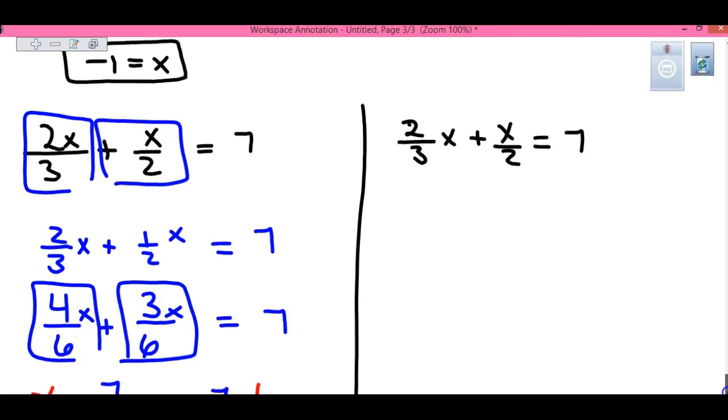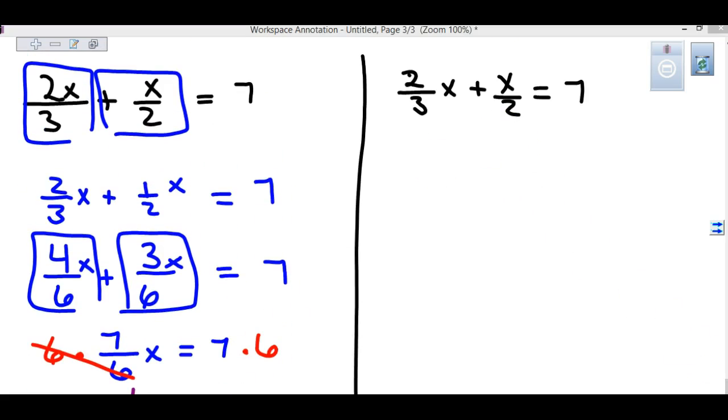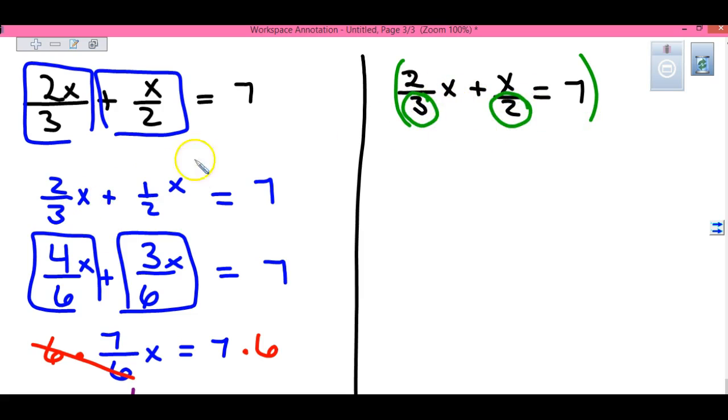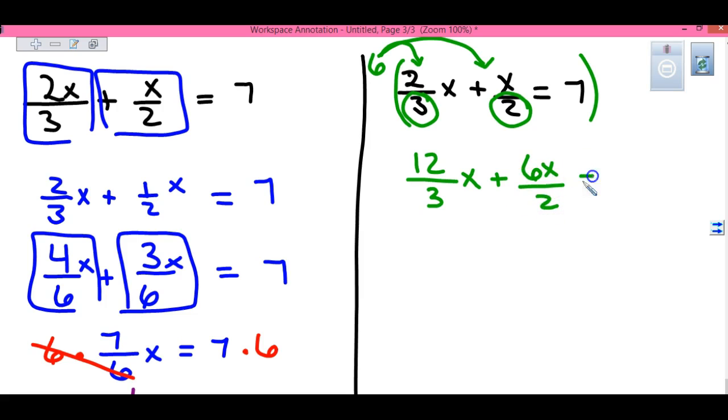Now another way of solving an equation that has a fraction is by clearing the fraction. What does that mean? That means we multiply the whole equation by the common denominator. So we said the common denominator was 6. If I multiply the whole equation by 6, that would mean 6 times 2 would equal 12 over 3x. 6 times 1 would equal 6x over 2. And 6 times 7 would equal 42.